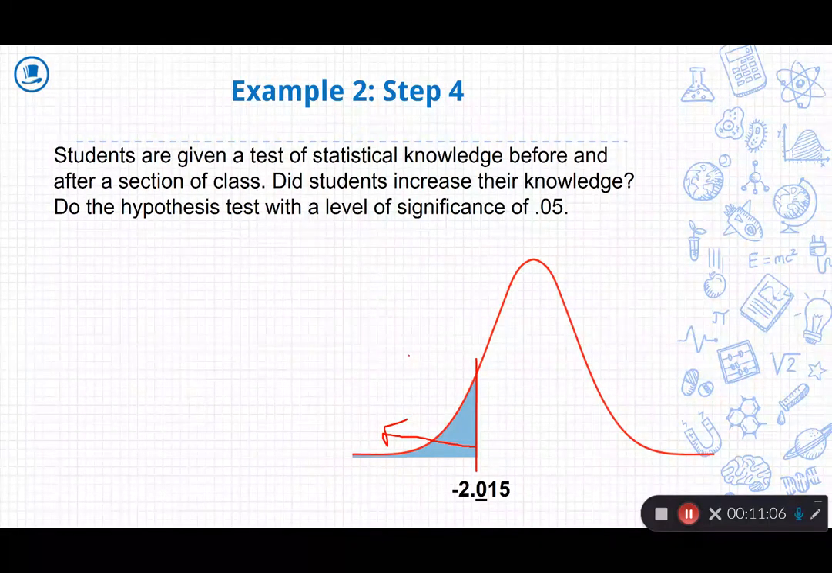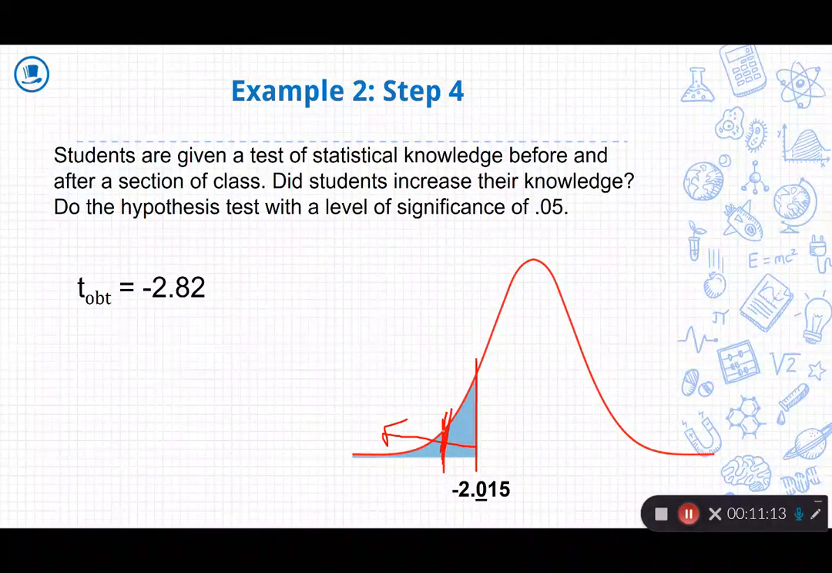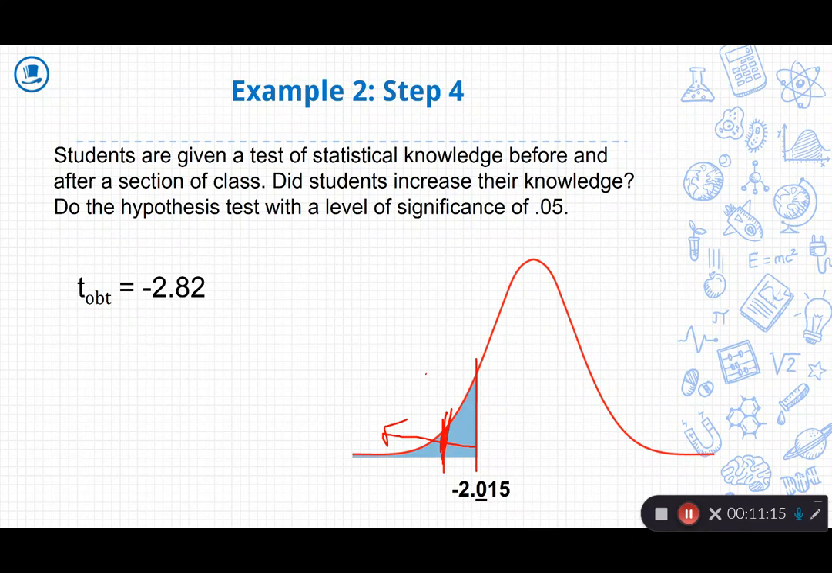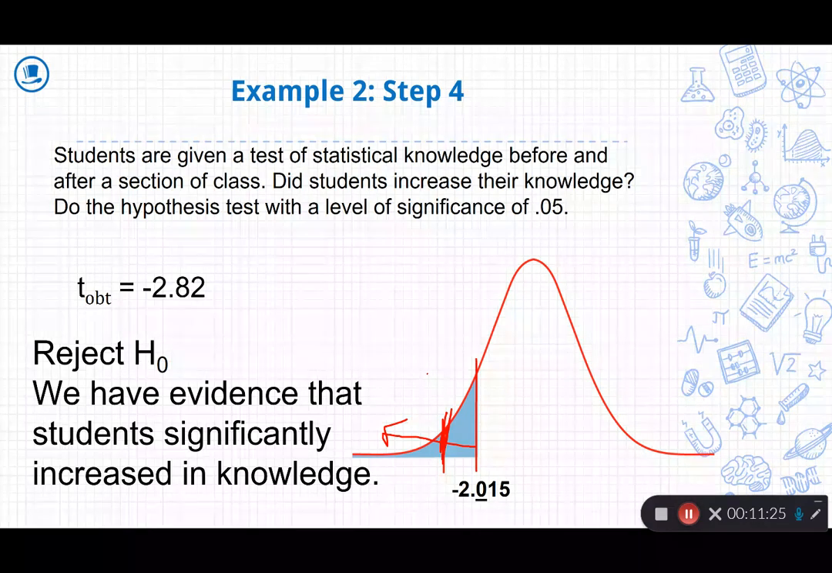So what did we find? We found that t obtained was negative 2.82, which, I like to see this, there it is right there. It's going to be somewhere there, which is in the rejection region. So I will reject the null hypothesis and have evidence then that the students significantly increased in their knowledge as a result of the class.